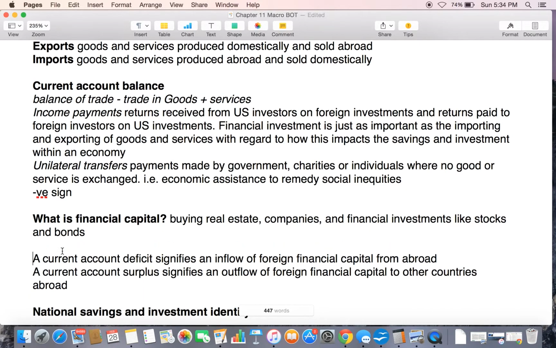So one thing that we notice is that when we have a current account deficit, this would signify an inflow of foreign capital from abroad. And a current account surplus would signify an outflow of foreign capital to other countries. So therefore, when our current account is in a deficit, so we've added up our balance of trade, our income payments, and our unilateral transfers, we know that we will need an inflow of foreign capital to remedy this deficit that we are experiencing.